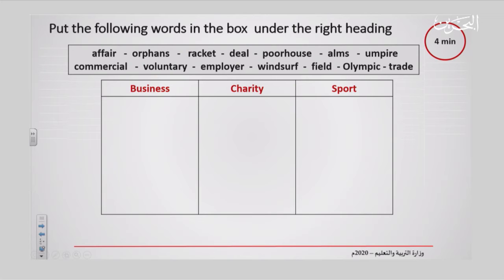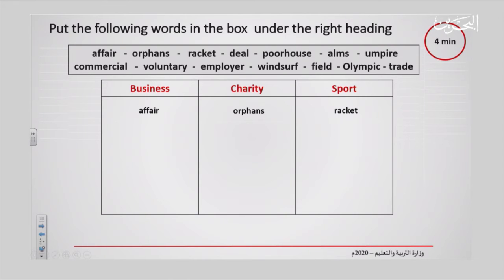All right, let's check your answers together. So, for affair, we use it for business. And when we say a business affair, it means a business matter or something that is related to business, a topic that is related to business. Let's look at orphans. Orphans goes under charity, and orphans means someone who does not have his parents.